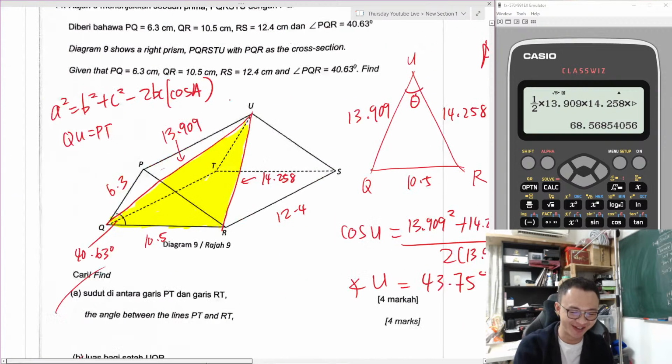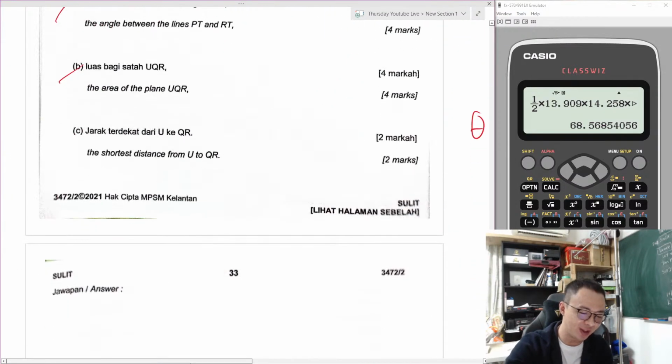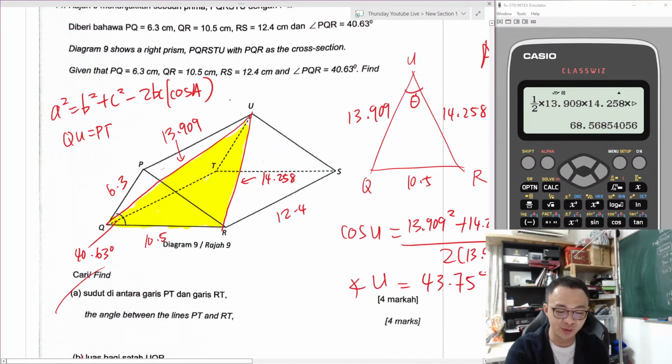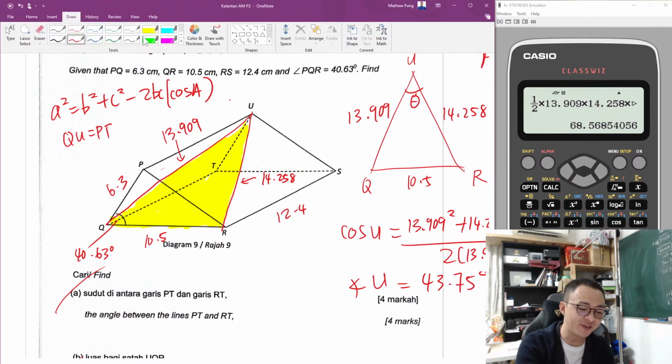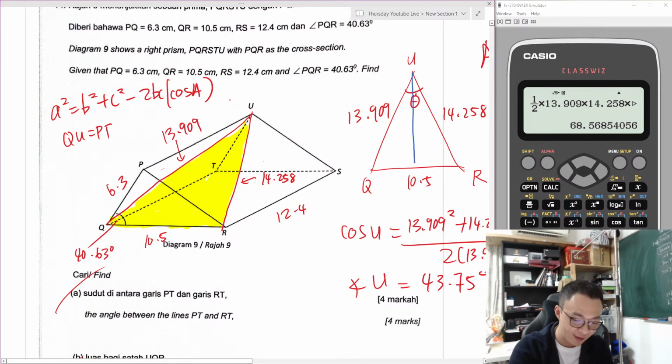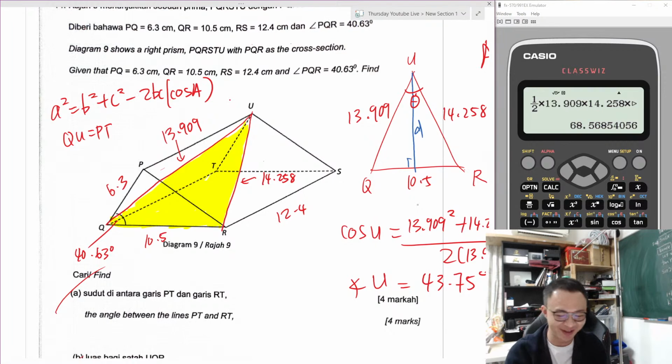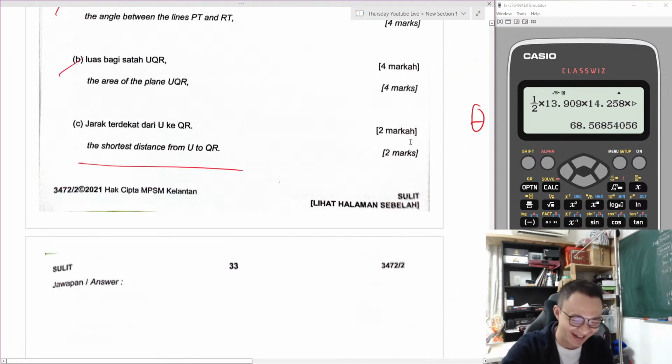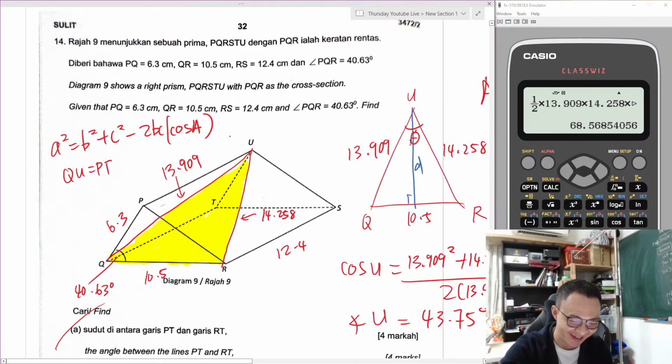Just skip the 3-dimension. Then they ask us to find the shorter distance U to QR. So the shorter distance is definitely the perpendicular distance, right? So it'll be here, but definitely not at the midpoint. Some students will think this is the midpoint, but this is not an isosceles triangle, so it's definitely not the midpoint. In order to find this shorter distance D, a lot of work, man. How many marks? 2 marks. Are you crazy?